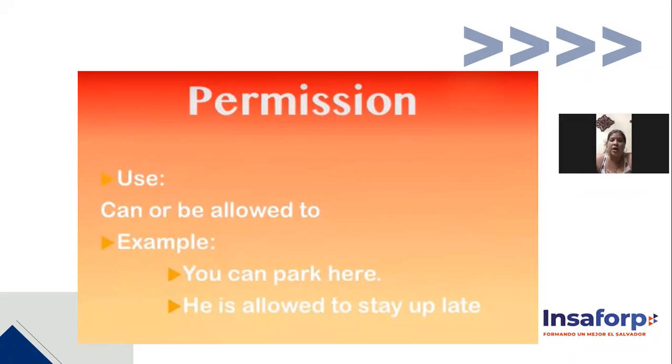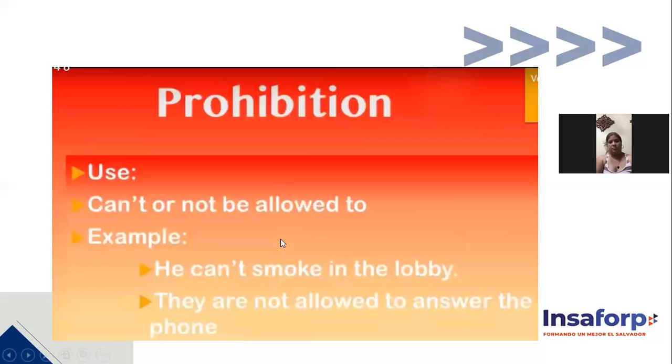Use. Can or be allowed to. Example, you can park here. He is allowed to stay up late. Yeah. So we use can and be allowed to for permission, as Angie read it. You can park here, right? You are looking for a parking space at the mall, and then you don't find it. And all of a sudden you get one. What about this one? I like this one, which is our second one.